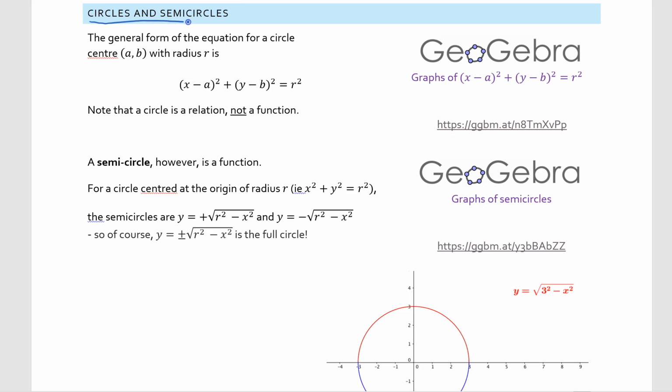Okay, for circles and semicircles, I guess in a way you just have to take my word for it at the moment that this is the equation for a circle. And the centre of the circle is at (a, b), and the radius of the circle is r. Later on in the course you will actually see how that's derived, but for the moment we'll take it as given. Notice, as we've pointed out somewhere along the way, the circle is a relation, not a function, because it fails the vertical line test. So let's quickly look at the GeoGebra.